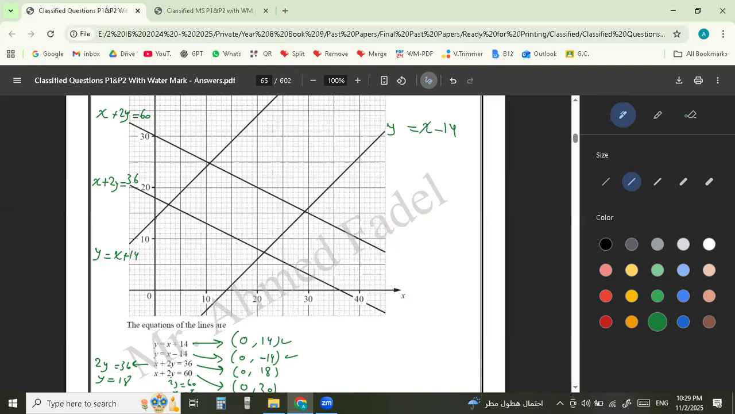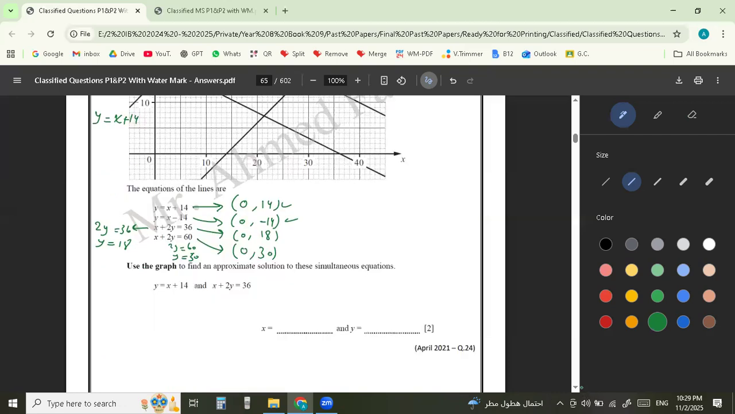Did I answer the question this way? No, mister. I just got the lines with their equations. I matched each line with its equation. Let's go down now and see. They want us to solve the simultaneous equations. y equals x plus 14.